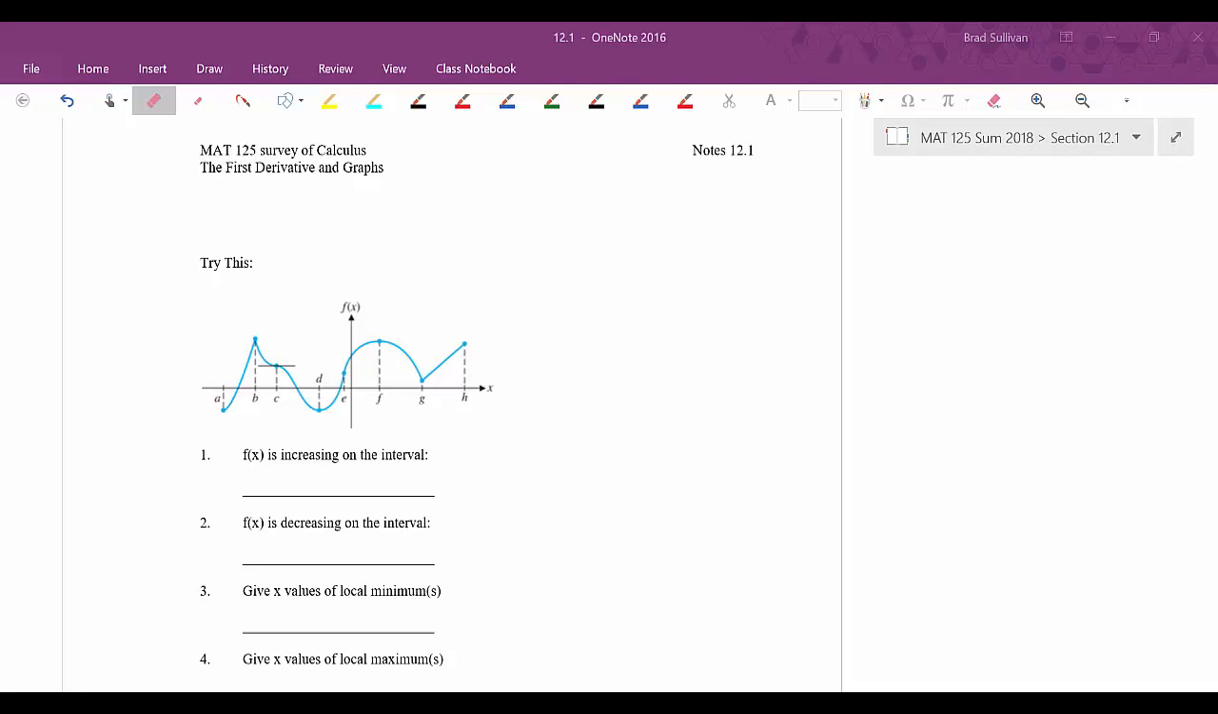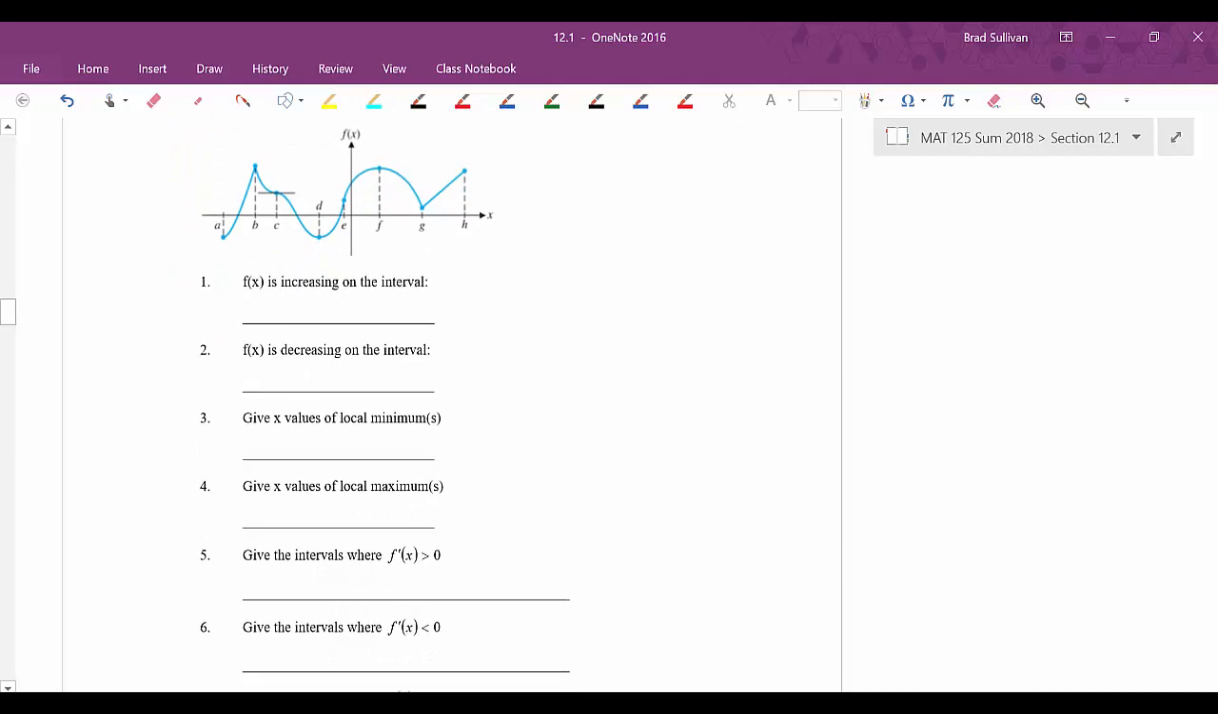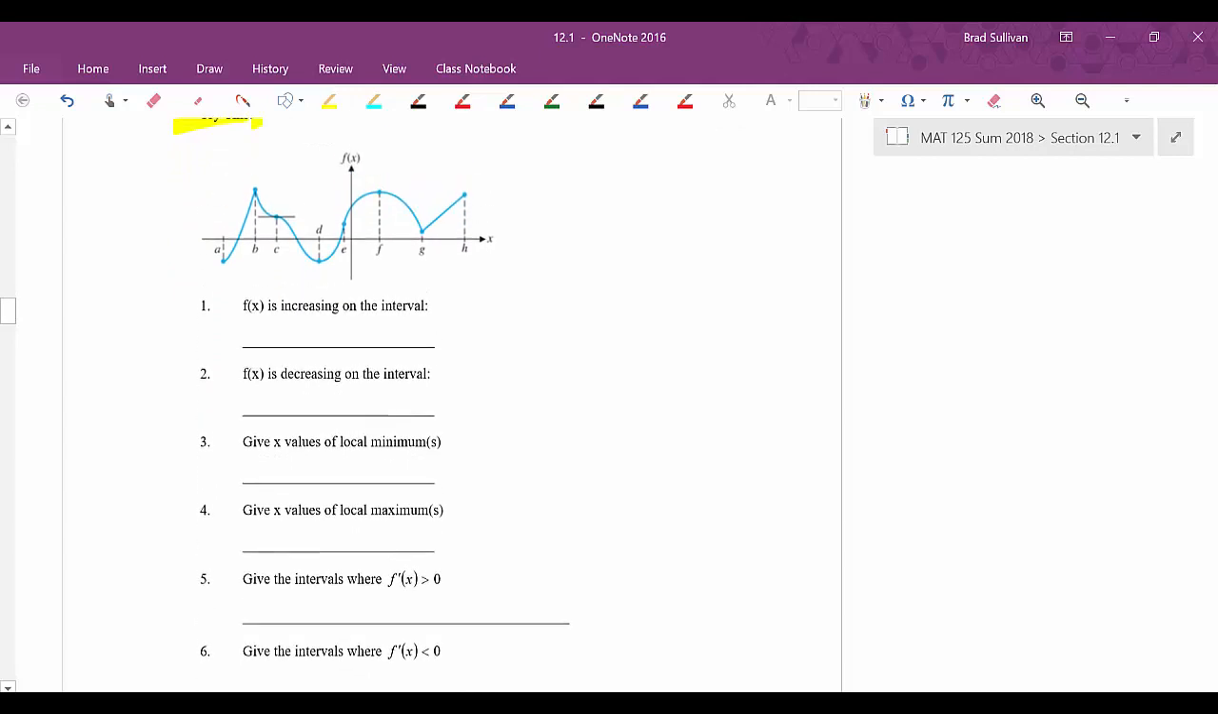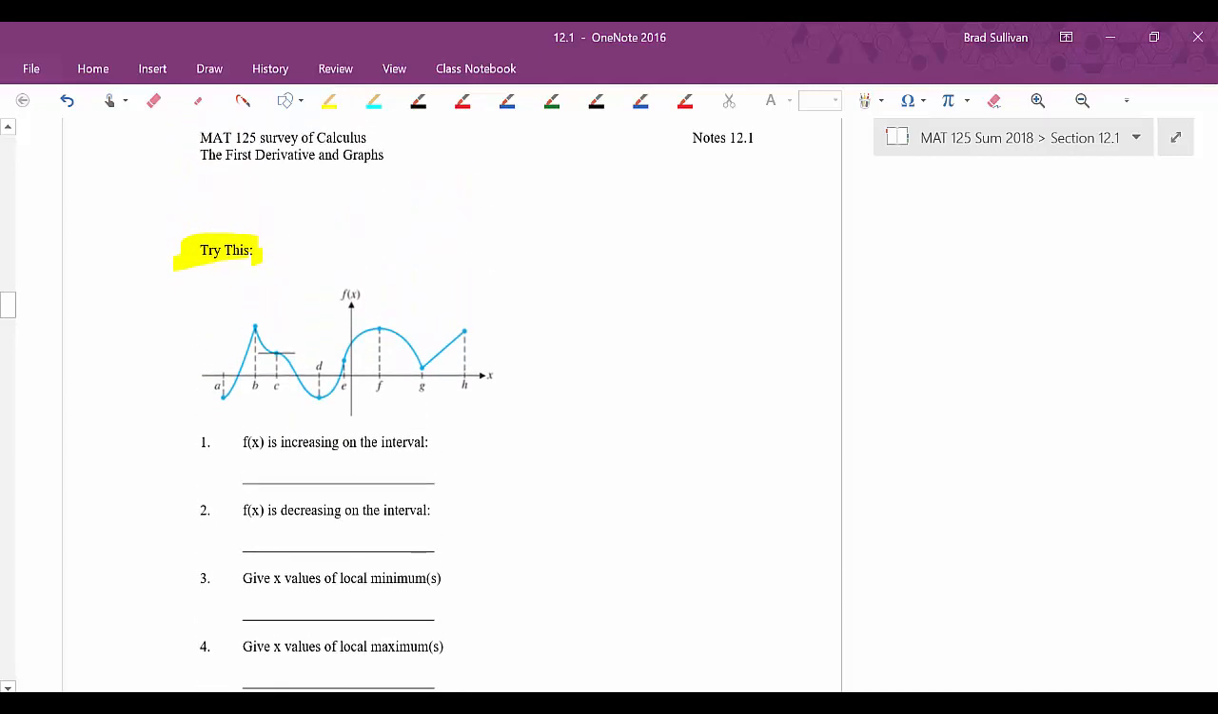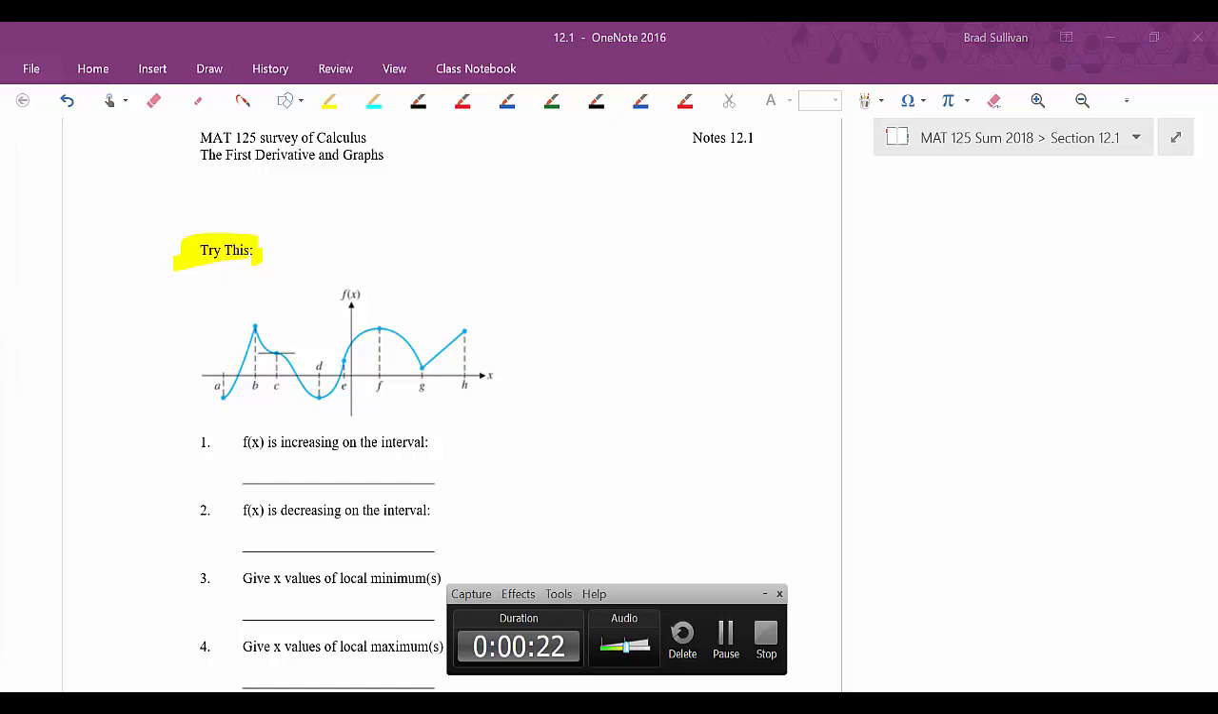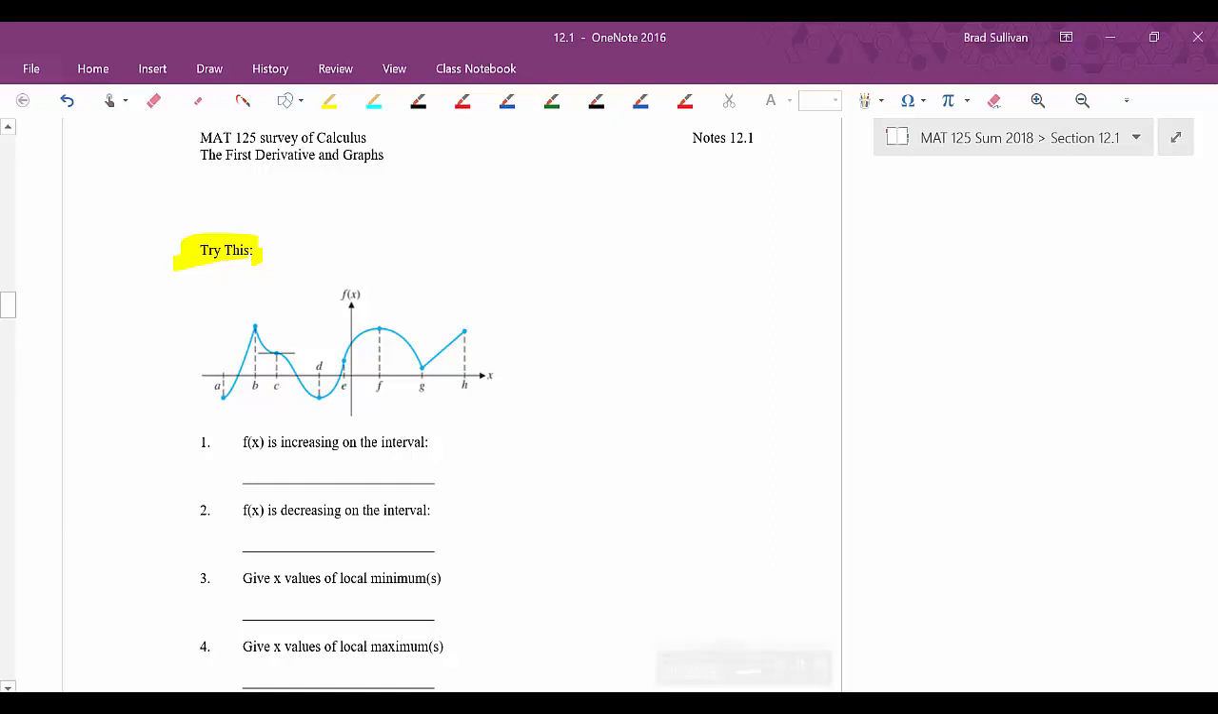Okay, so here is the second part of 12.1, where we're talking about the first derivative and its graphs. What I'd like you to do first of all is go ahead and try these problems here. Take a look at the graph and see if you can answer these questions. I'll give you a little time to do that, then we'll come back and check the answers. All right, so let's see how we did here.